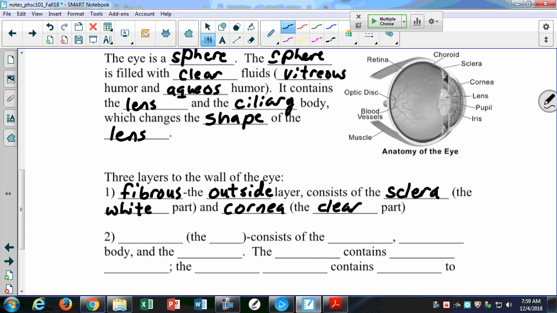I'm going to grab my model of the eye. Forget to bring it. I'll write that down.